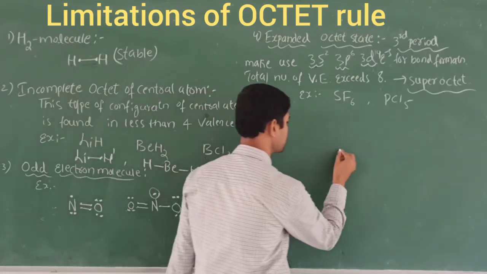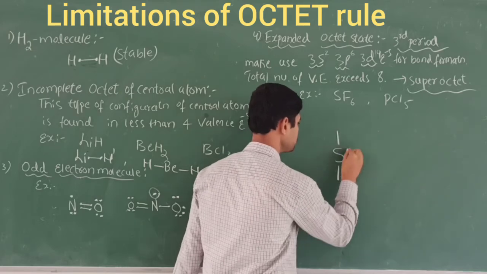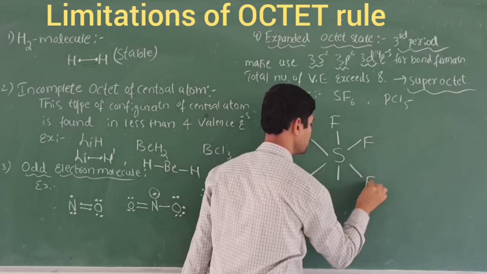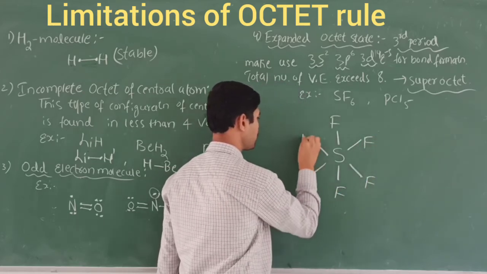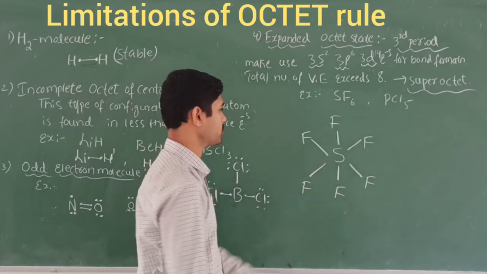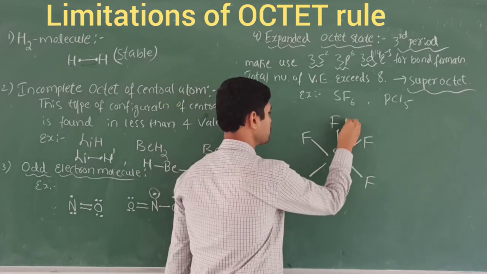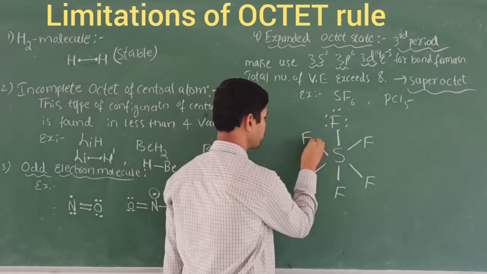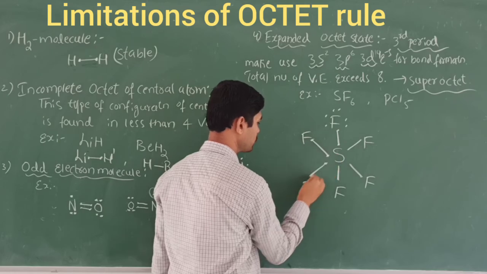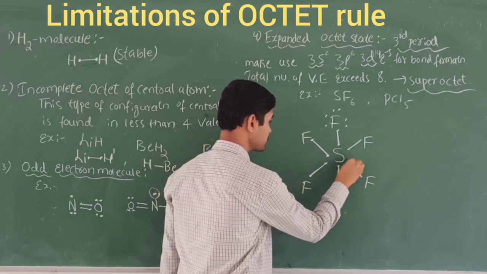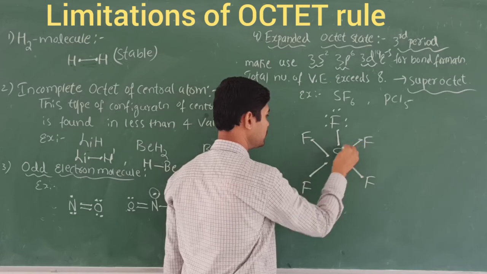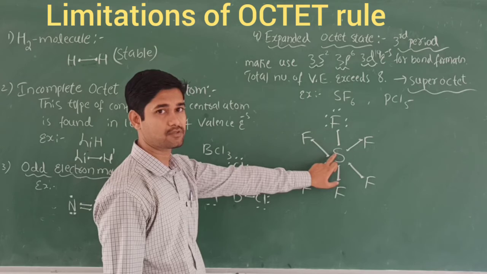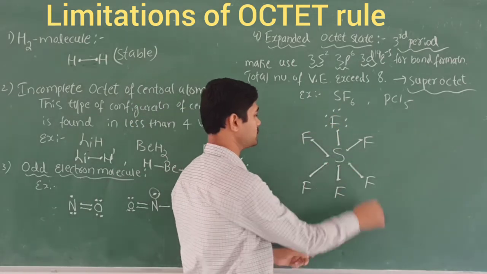So I am going to write the structure of SF6 first. This is SF6, and the central atom is sulfur. Fluorine is obeying the octet rule, right? So what about the sulfur? Sulfur you can see here 2, 4, 6, 8, 10, 12. So we are going to exceed, right? This is more than 8. That is called an expanded octet state of this sulfur.